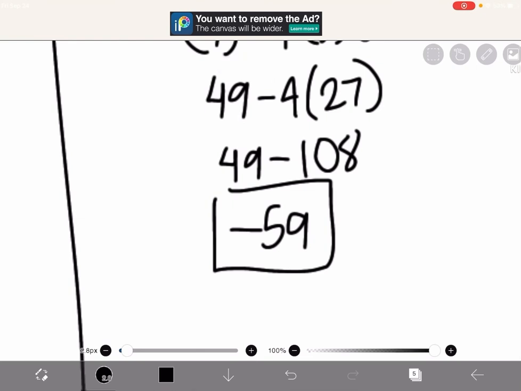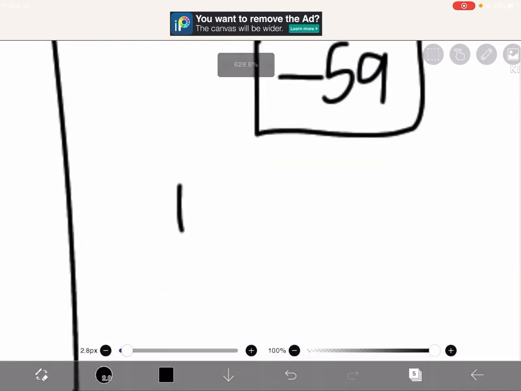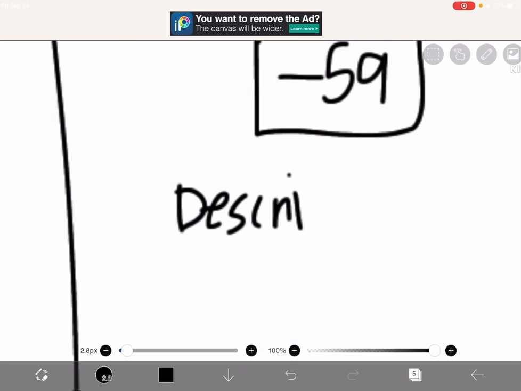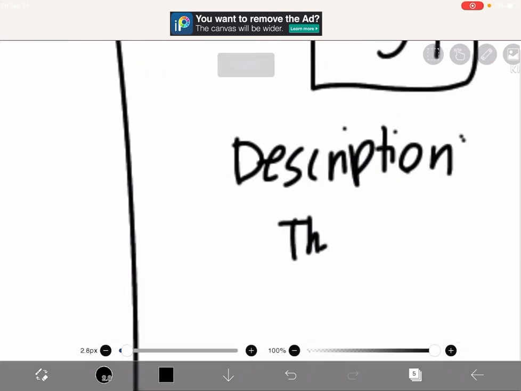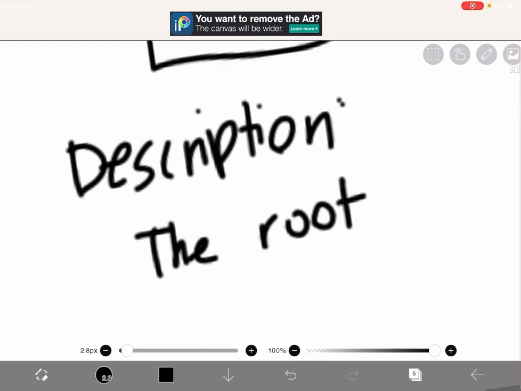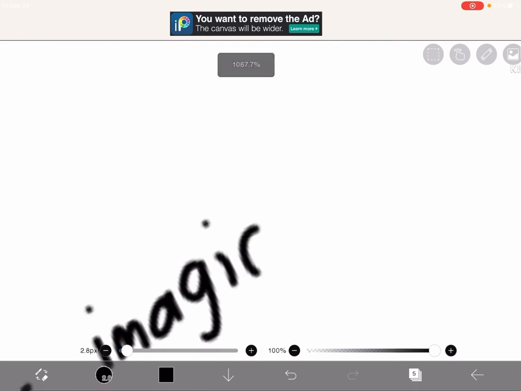But what do you think the discriminant is? What type? Is it rational and unequal, irrational and unequal, rational and equal, or imaginary and complex? Yep, you're correct. It's imaginary or complex. Description: the root is imaginary or complex.